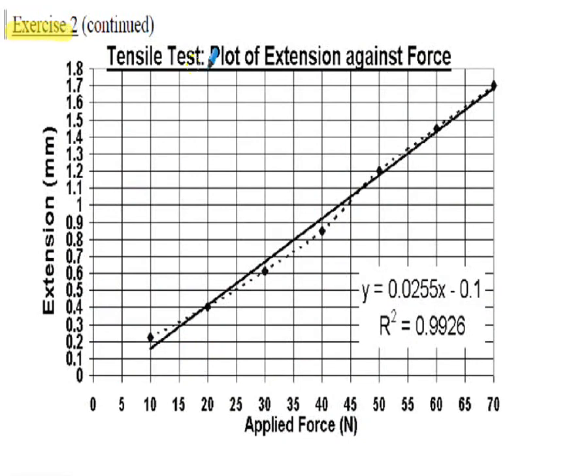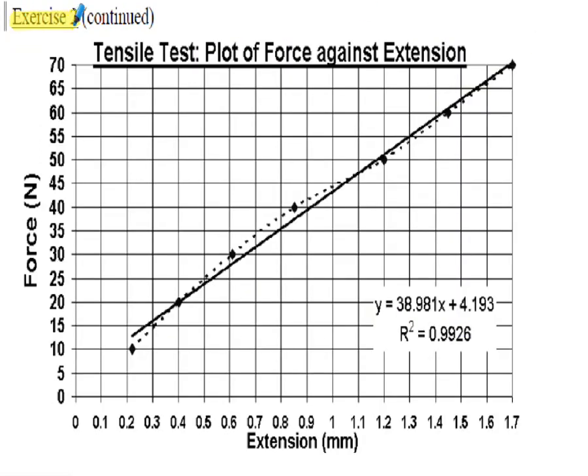Exercise 2 continued here. This is a plot of the extension against the force. So this is extension on the force. Best fit lines for the points. Our equation of the line, our squared value. Exercise 2 continued here. This is another plot here of force against extension. Force on extension. And the best fit line through the points. Equation, r squared value.